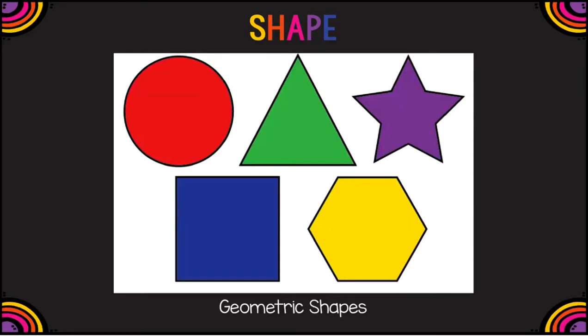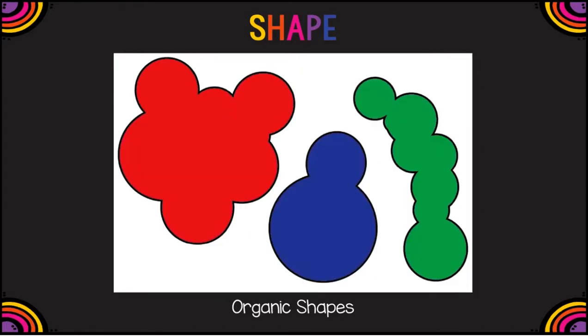Geometric shapes are the ones that you might see in math class, like circles, square, triangle, star, or hexagon. Organic shapes are ones that you might see in nature and are usually rounded.